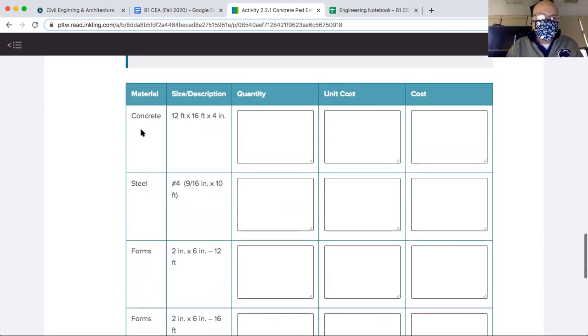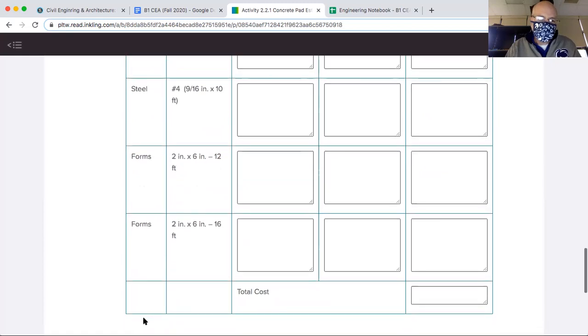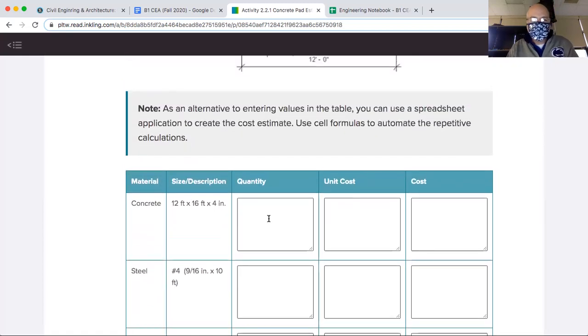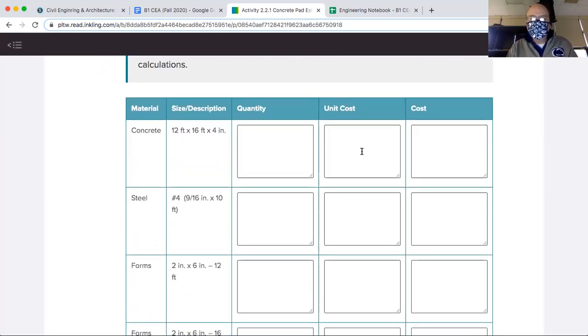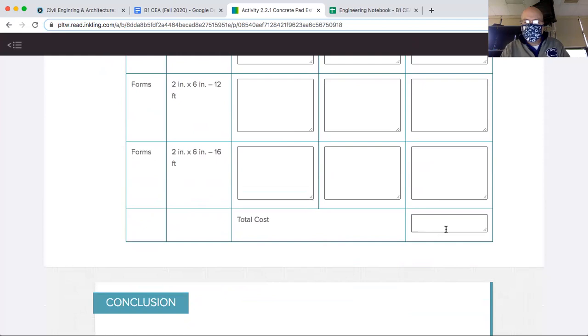Those are the rectangular pieces of wood that enclose the concrete when it's poured. So anyway, there's concrete, steel, forms, lumber basically, and you have to figure out how much of those you need based on your analysis of this geometry, and then how much each unit of that costs, and figure out the total cost for each piece of material: concrete, steel, forms, and then the total cost of everything, total.